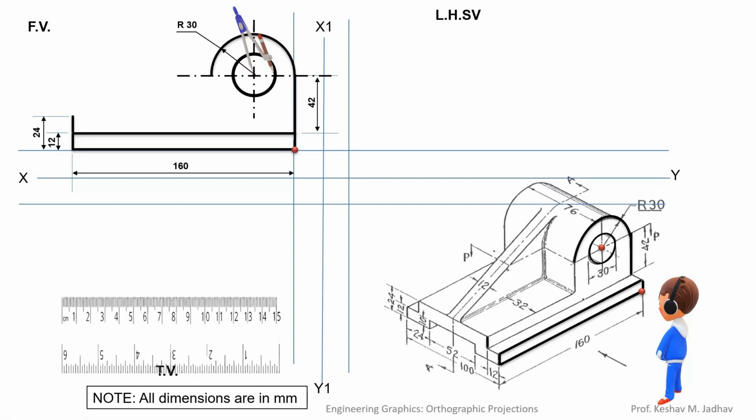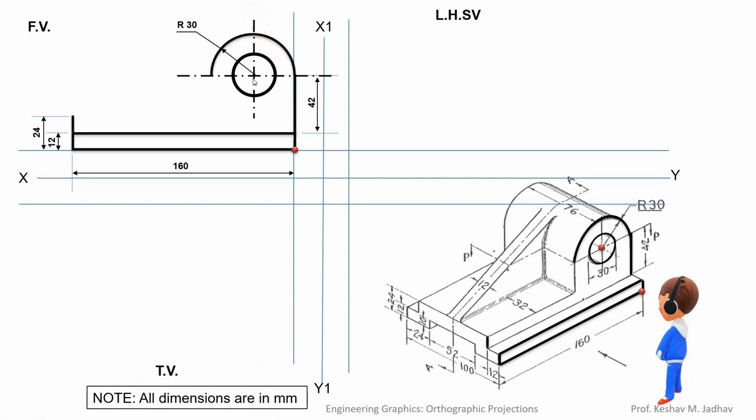Now we can give the dimensions for this inner circle. So draw a dimension line for the inner circle diameter, extend this line, draw a horizontal line at the end and write its diameter. While writing the diameter, we have to write Ø30. Ø30 means this is diameter 30 and R30 means radius 30.